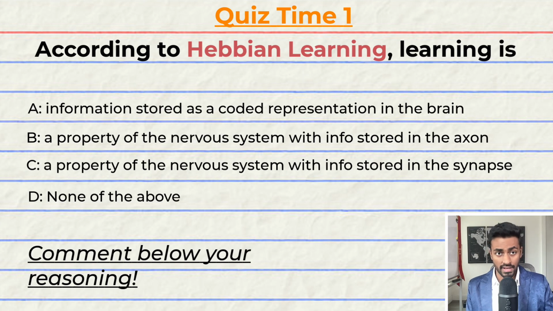Quiz time. Have you been paying attention? Let's quiz you to find out. According to Hebbian learning, learning is A, information stored as a coded representation in the brain. B, it's a property of the nervous system with information stored in the axon. C, it is a property of the nervous system with information stored in the synapse. Or D, none of the above. Note that multiple options here may be correct, and I'll give you a few seconds to answer this question.